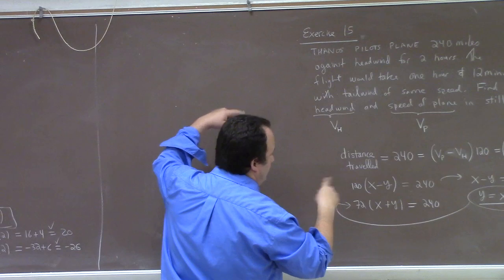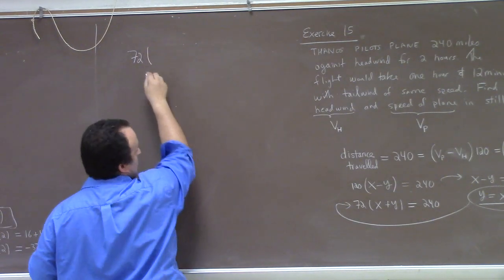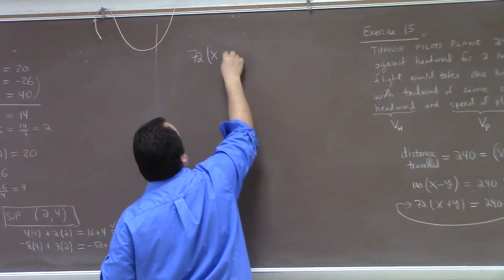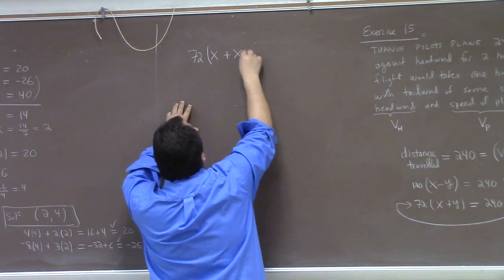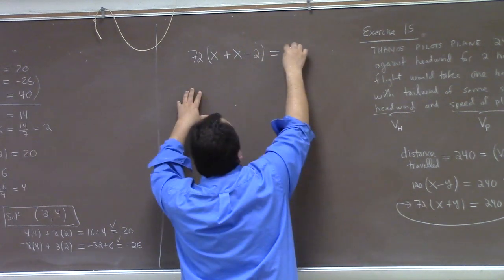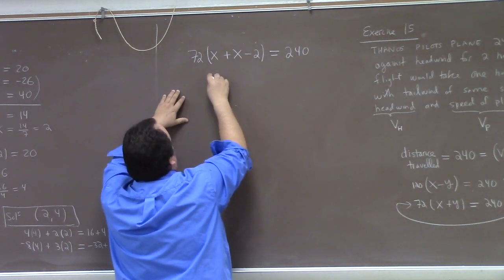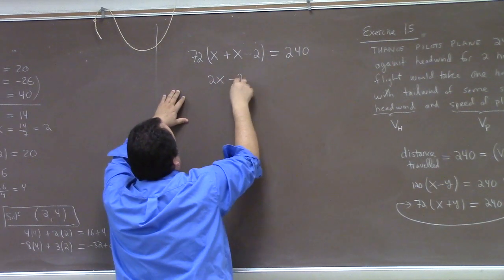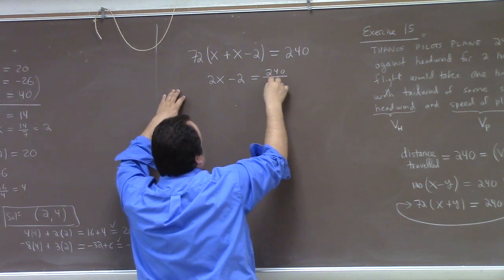All right, so where were we? 72, and then we've got x plus y. What was y? x minus 2, right? 240. So that will give me 2x minus 2 equals 240 divided by 72.